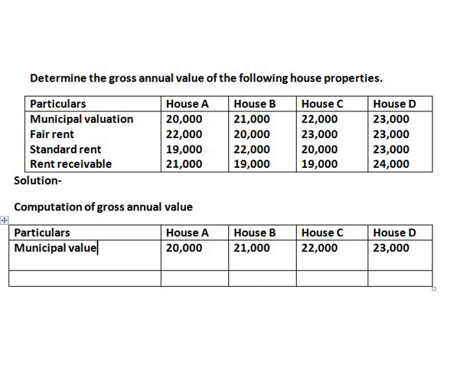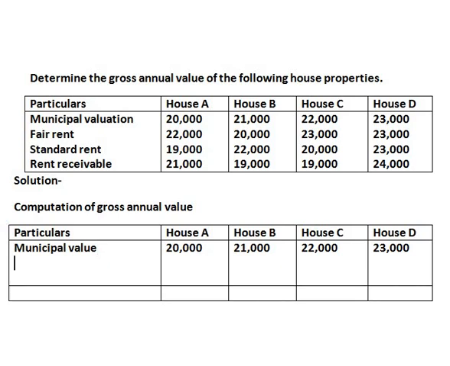Now, this municipal value is compared with the fair rent of the house property. So the fair rent of the house property is, for house A 22,000, house B 20,000, house C 23,000 and house D 23,000.